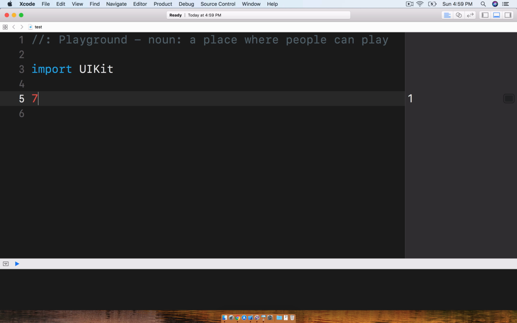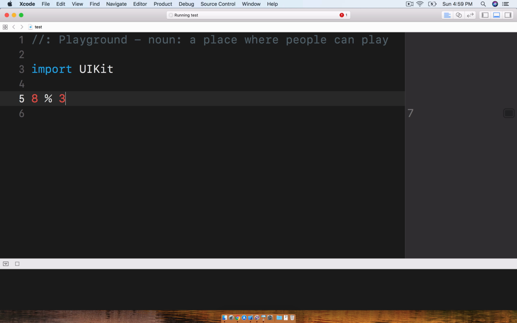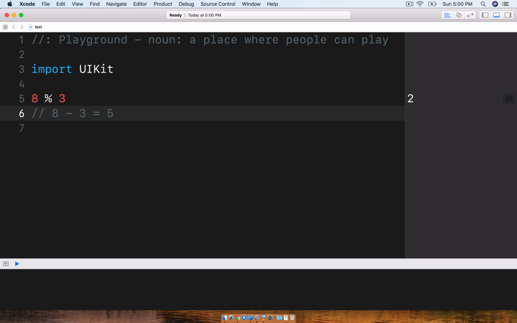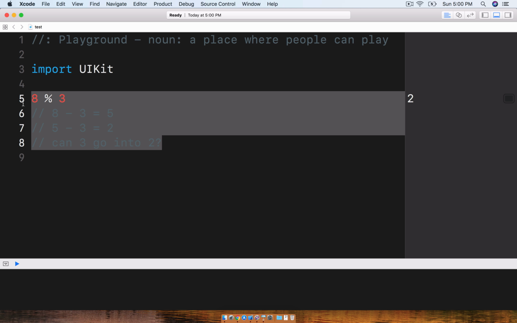Let's say we had 8 modulo 3, where modulo is a percent sign. What do you think it is? It's 2, because that's minus 3 from 8. Here we could write a comment: 8 minus 3, we have 5. Then 5 minus 3 equals 2. And can 3 go into 2? You can't. So that's why the answer is 2. So that's a modulo.